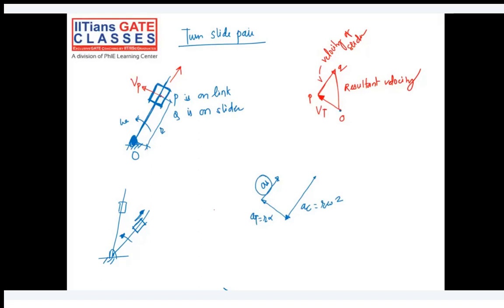So what is that position gap basically? This gap is because of the Coriolis component of acceleration. Okay, it is because of the combined effect of the turning of this link and the sliding of the block. And that is nothing but the Coriolis component of the acceleration. And I'll explain to you how to calculate it, and what is the direction of it. But basically in this case, the Coriolis component of acceleration will be in this direction.